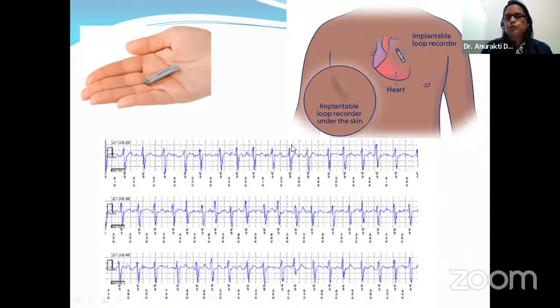This I just wanted to show how an internal loop recorder looks. It's just the size of a pen drive, which is inserted in front of the chest, just in front of the heart, and it records the electrical activity up to 36 months, or 3 years, till the battery lasts. You can analyze it the same way as in a pacemaker clinic. We analyze pacemaker patients, and similar to that, you can analyze the data. If there is any alarm, like any arrhythmia detection, the alarm would come to the physician's office or the technician's office and can be acted upon.